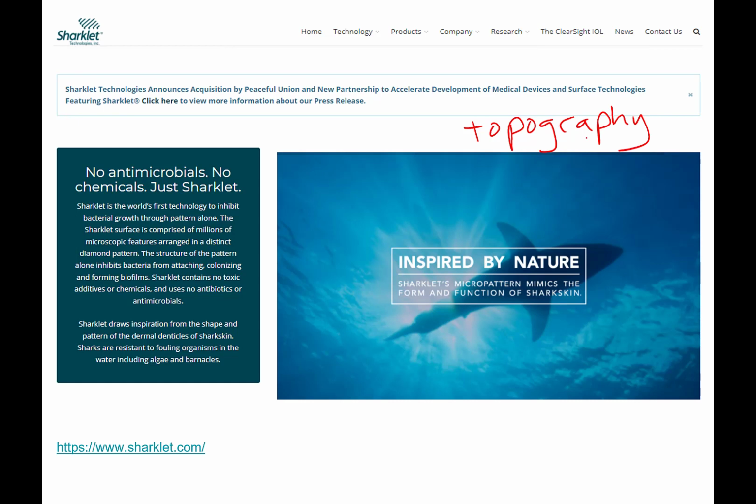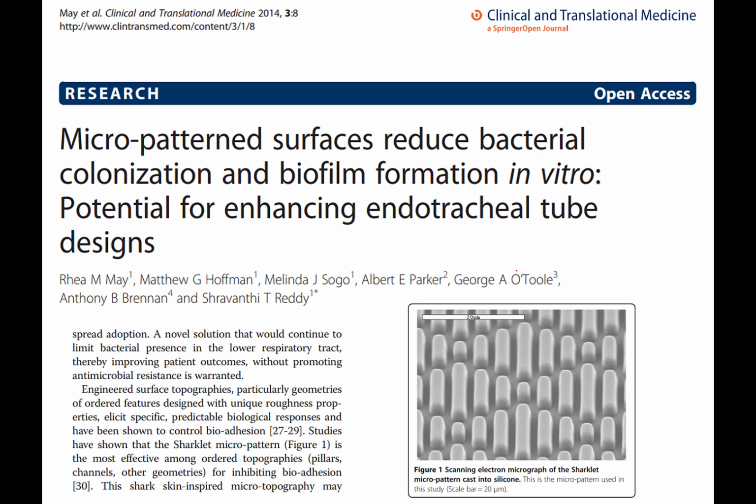So this is from a company known as Sharklet. It was a startup company that sort of spun out of research at the University of Florida. And their approach was they wanted to put a micro pattern on materials that mimics the pattern that's on the scales of shark skin, because that has been found to prevent adhesion of microorganisms. So this is an example of a study on their work.